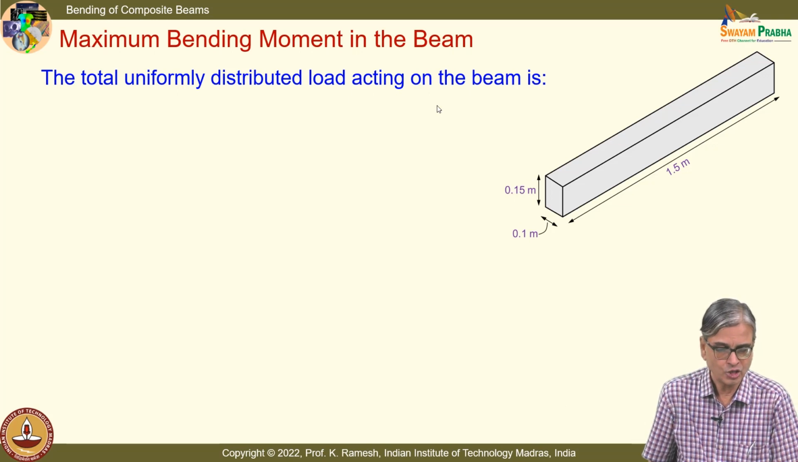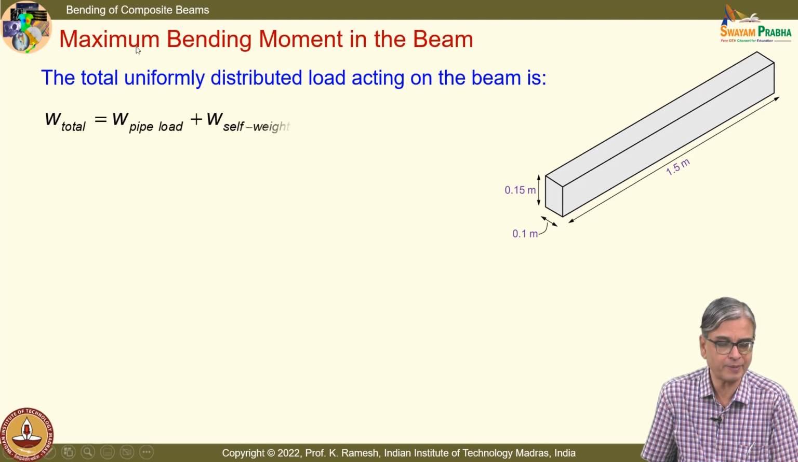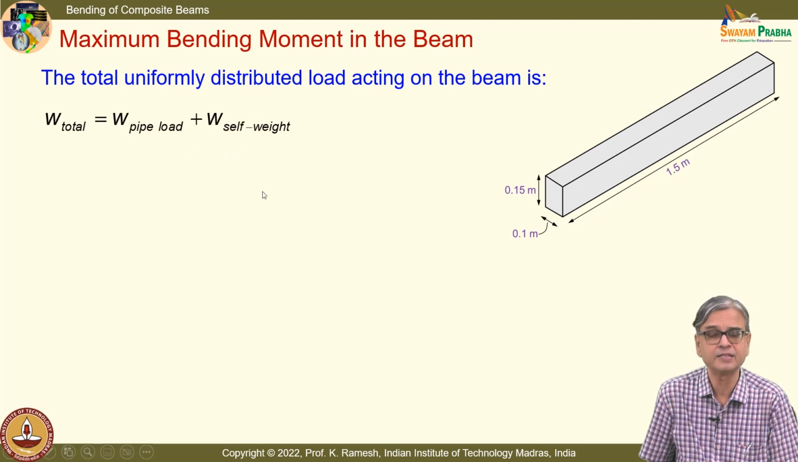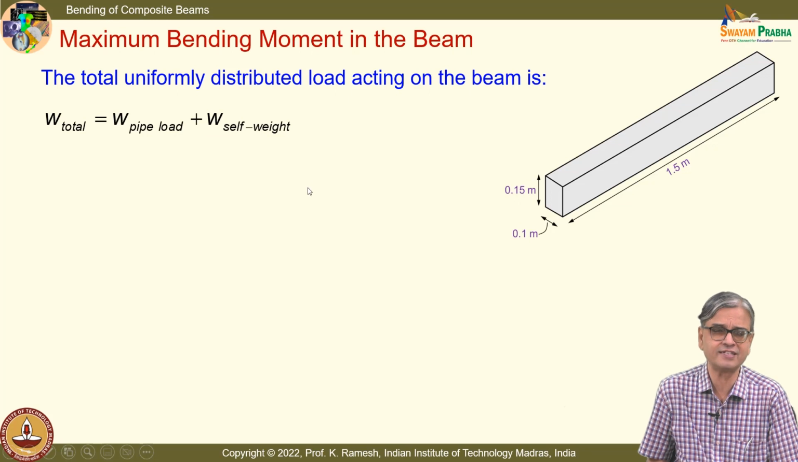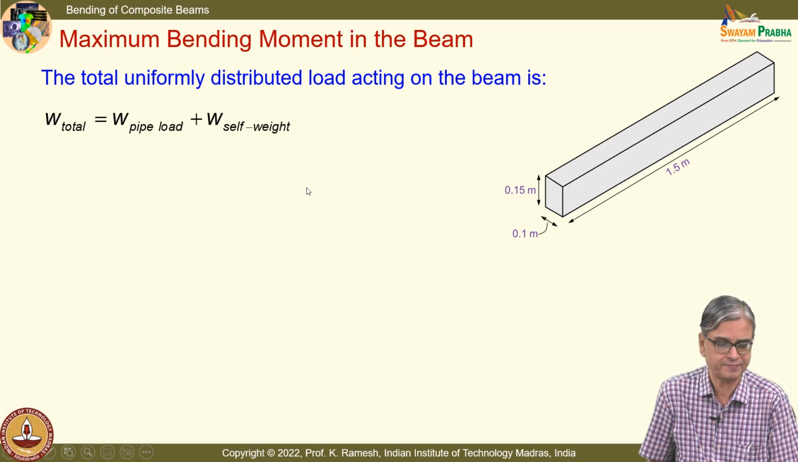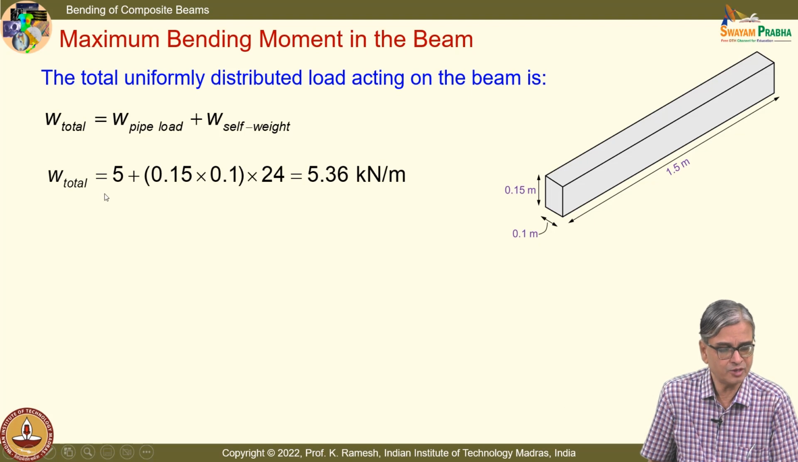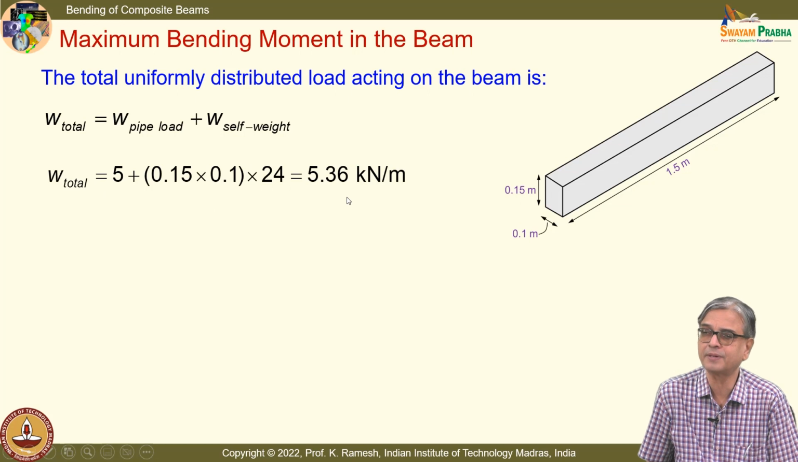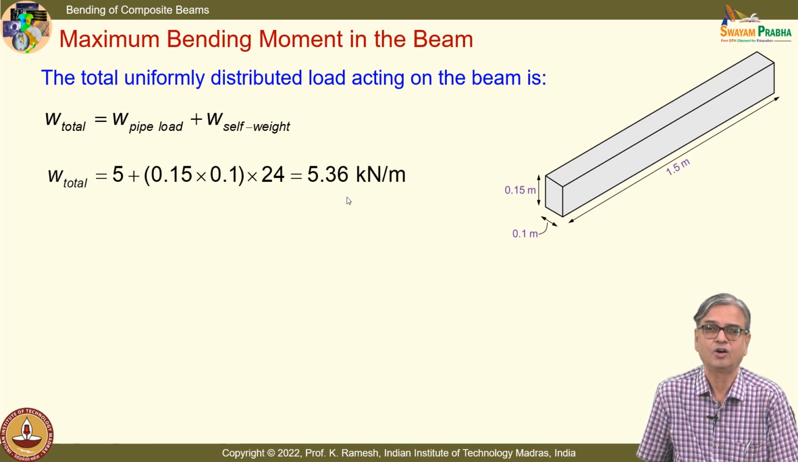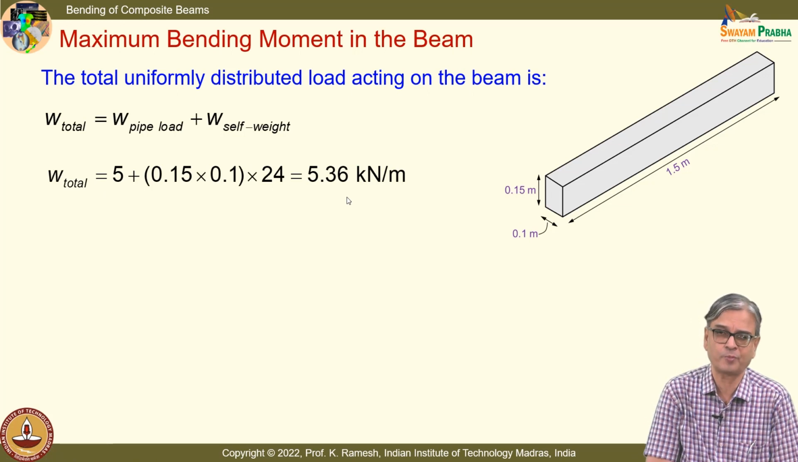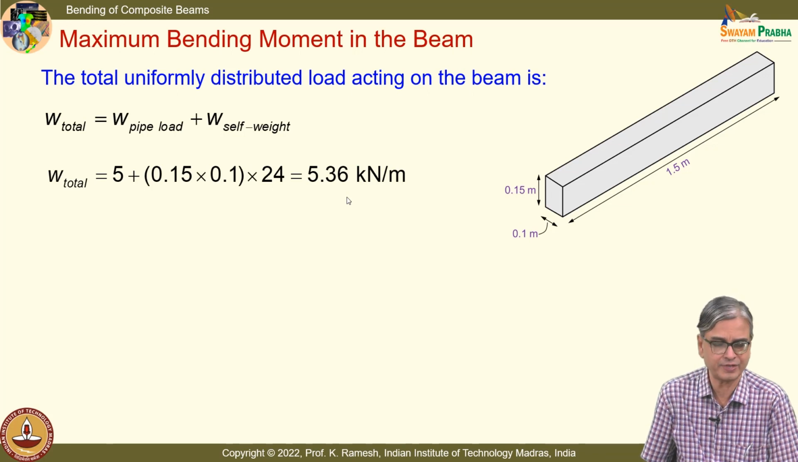Okay. So, here I have to take care of pipe load as well as self weight, and you are given all these calculations. These calculations are very, very simple and straightforward, and I get the W total as 5.36 kilonewton per meter. All these information is given in the problem. So, straight application of simple equations is what you will have to do.